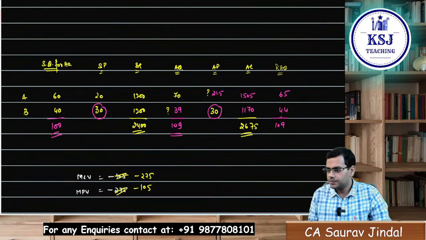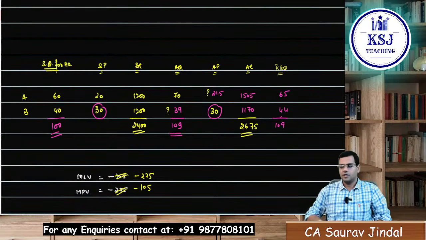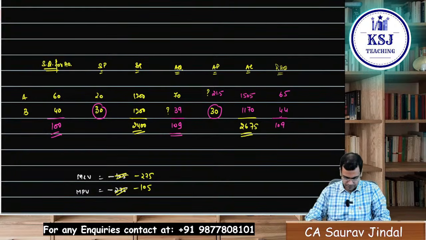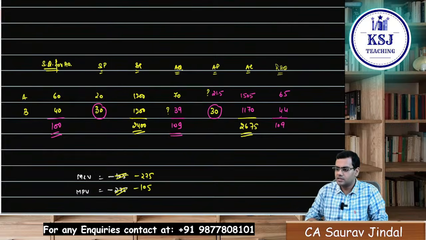Any doubts in this? Is this question clear? 65 and 44 is the revised standard quantity, correct. Clear?